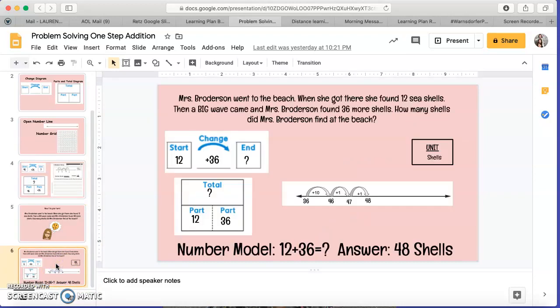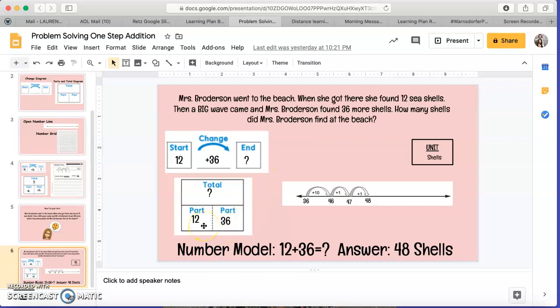So, Mrs. Broderson went to the beach. When she got there, she found 12 seashells. So that is what I started with. Then a big wave came, and Mrs. Broderson found 36 more shells. So my change is I'm adding 36 more. I am trying to find out how many shells I have in all.